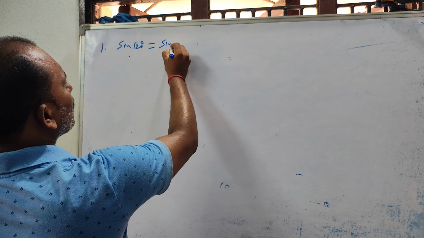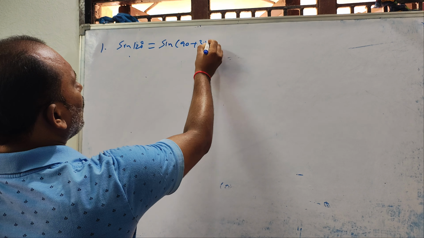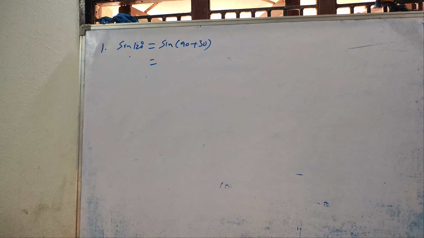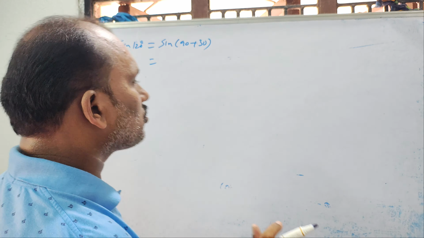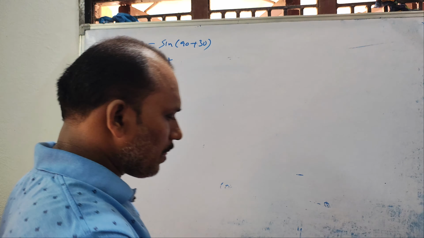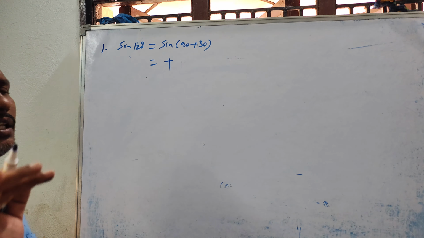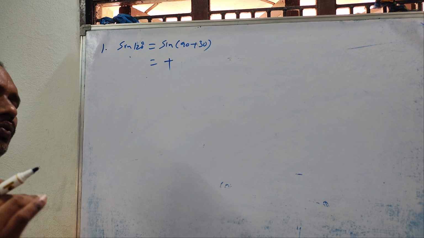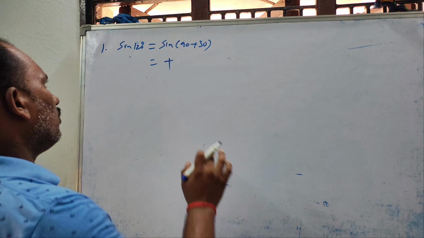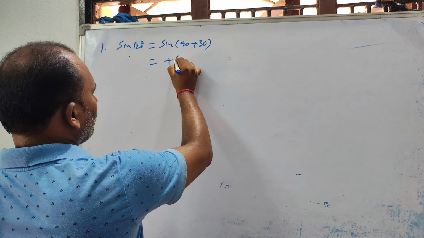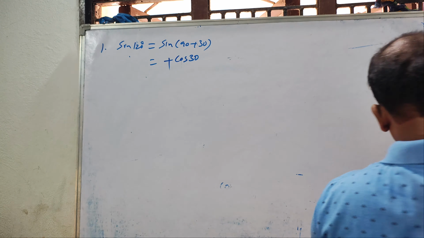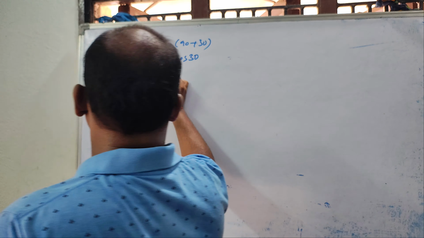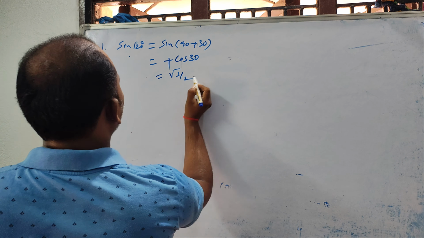Sin 120 I write as sin(90 + 30). Which quadrant? Second quadrant. Who is positive? Sin is positive, so we put plus. Then what do you have to check? With 90 and 270, which axis is it? The y-axis. So sin becomes cos 30. Cos 30 value is how much? Root 3 by 2. Keep in mind. So root 3 by 2.